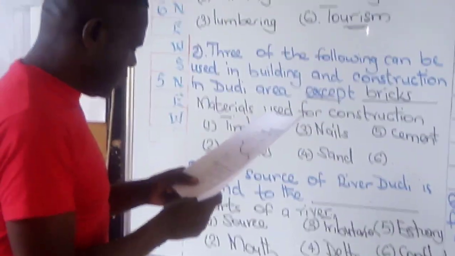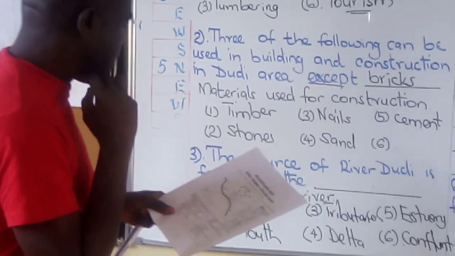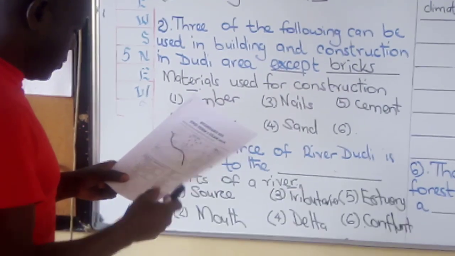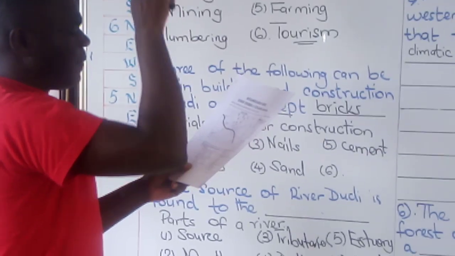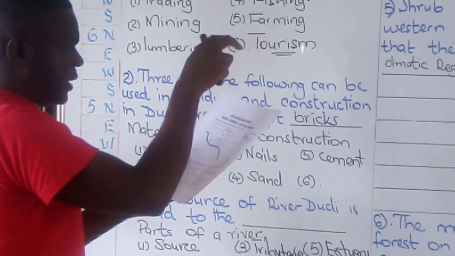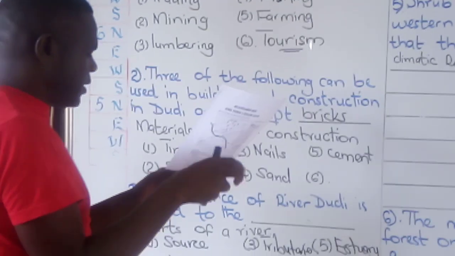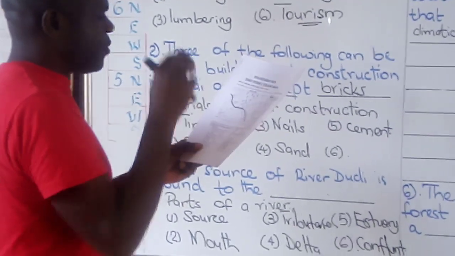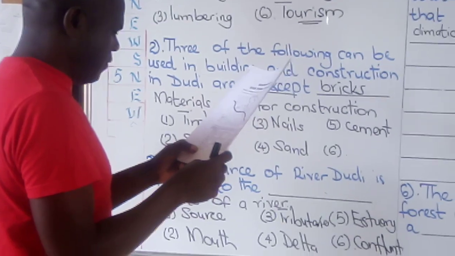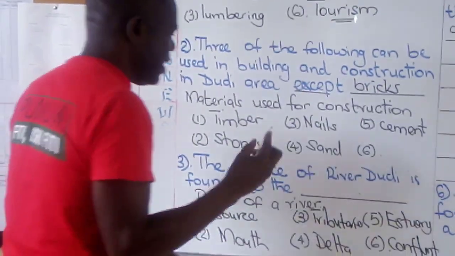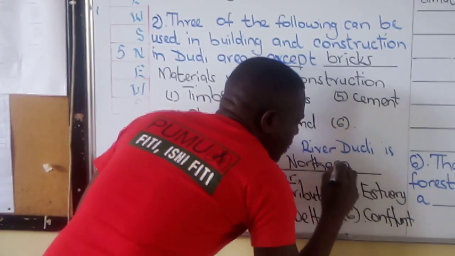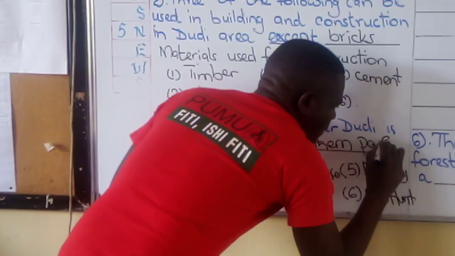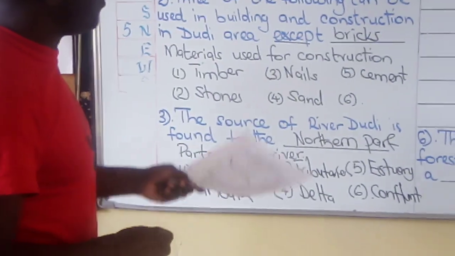And so the source is where the river begins. The source of this river, Dudi, is from the forest up there, and the forest is on the northern part. The answer is the northern part of the map. So the river is from the northern part.